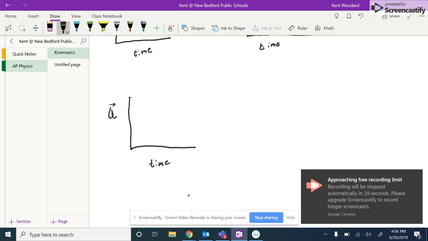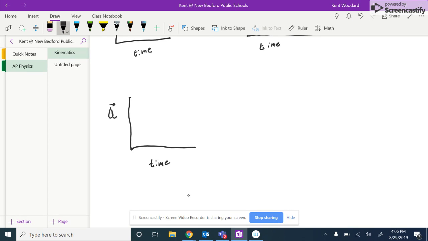Oh, I'm glad that this thing tells me. I had to switch to a different screen recording thing. But this would be a constant line along 0.